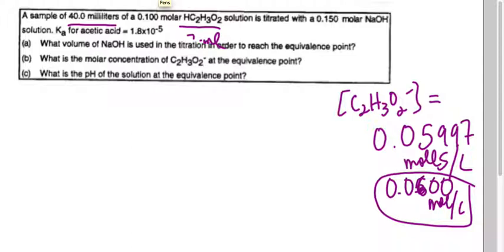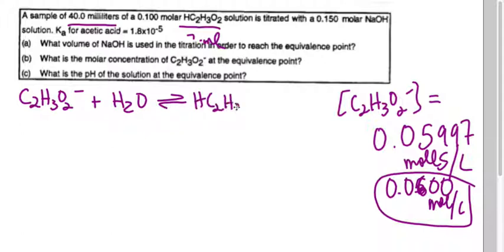So now we're looking for the pH by this hydrolysis. So we take the ion, add it to water, and what do we make? Acetic acid and OH minus. Good.